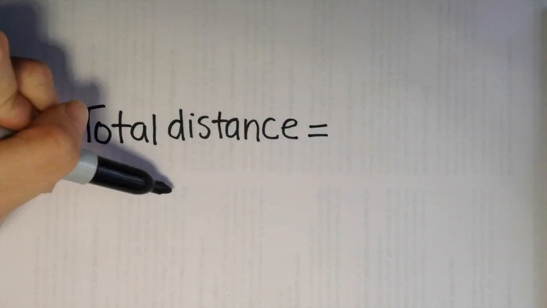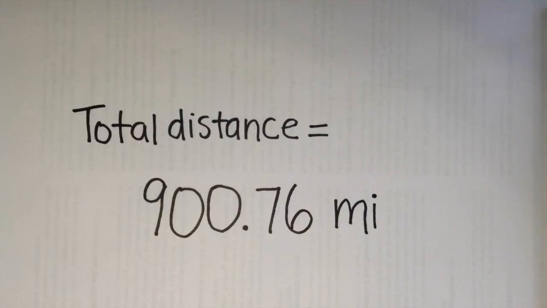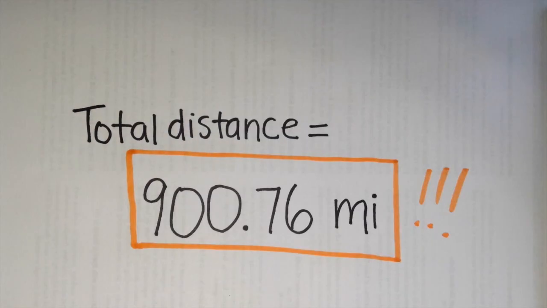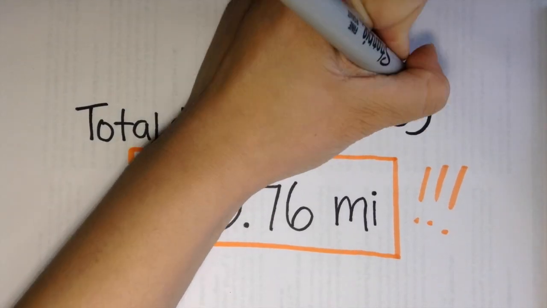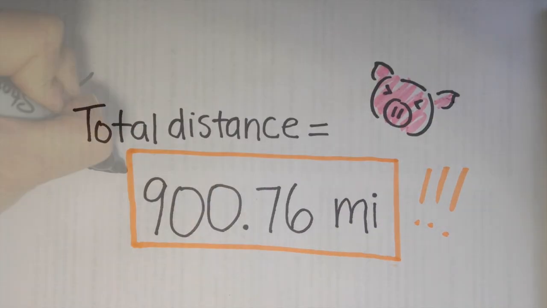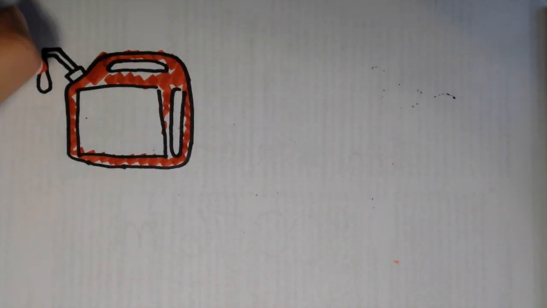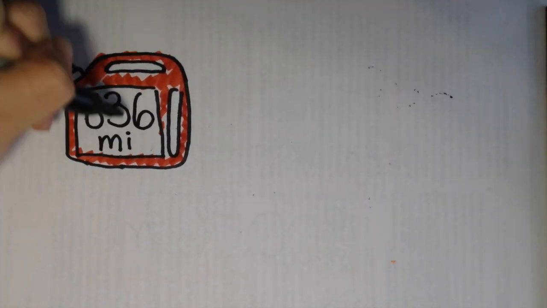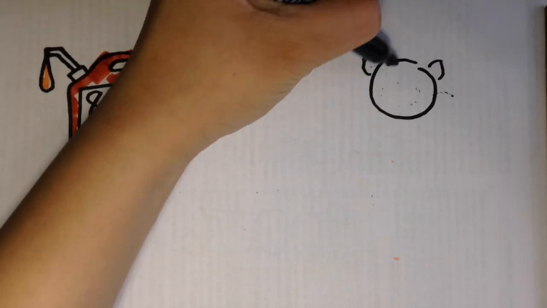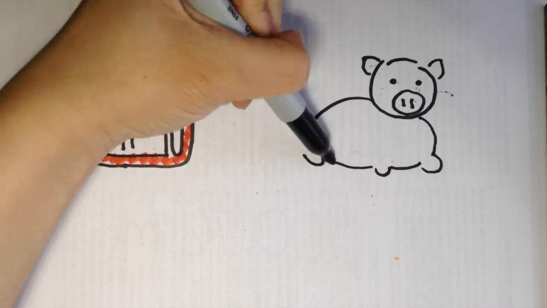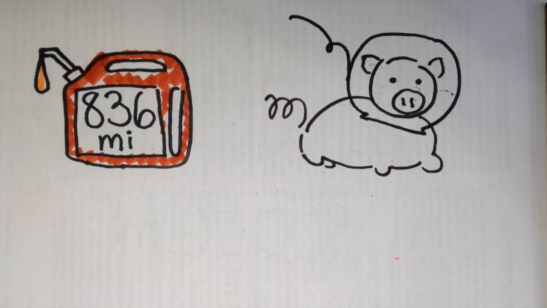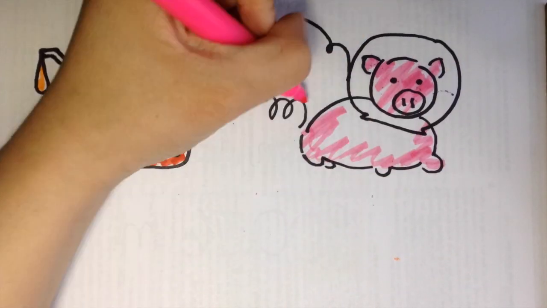After doing this, we find that Porky must travel 900.76 miles in order to reach the space station. The original ideal distance that Porky had to travel is 736 miles. With the extra fuel, we know that Porky can only travel an extra 100 miles. This means that the total distance Porky can travel is 836 miles.